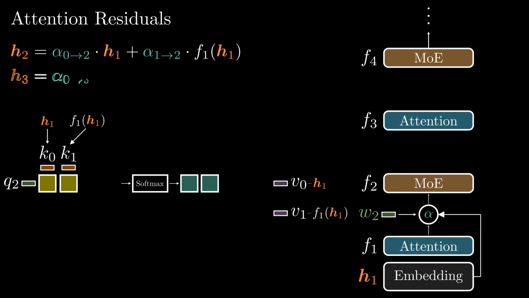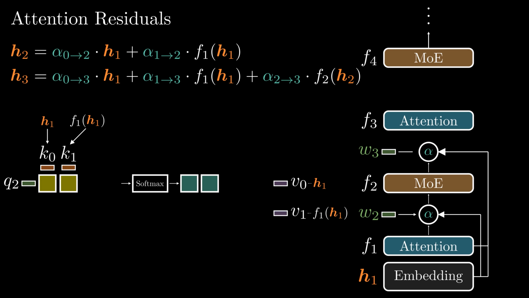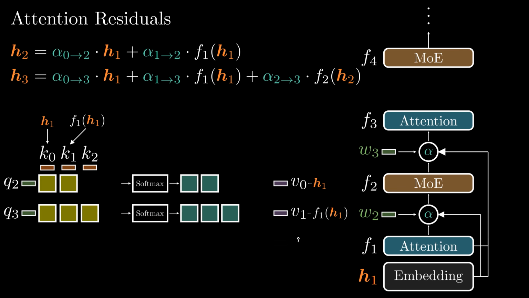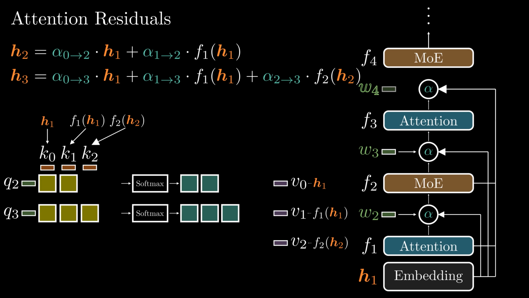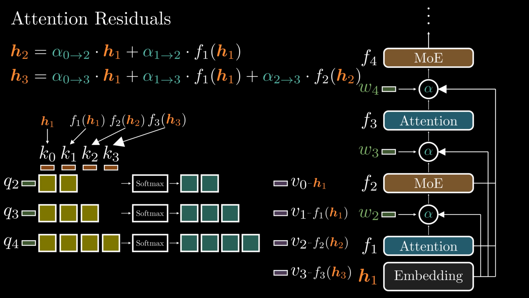Now, let's see how we compute h3. Here, we need to compute 3 attention weights for the input h1, f1 of h1, and f2 of h2. Similarly, we use the query vector for this layer and the key vectors to compute the attention weights. The key vector k2 and value vector v2 both come from the output of the second layer f2 of h2. You get the idea? Every layer is a learned weighted mixture of all the outputs that came before it.